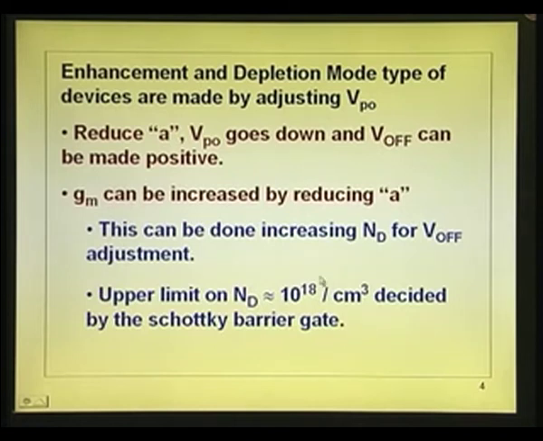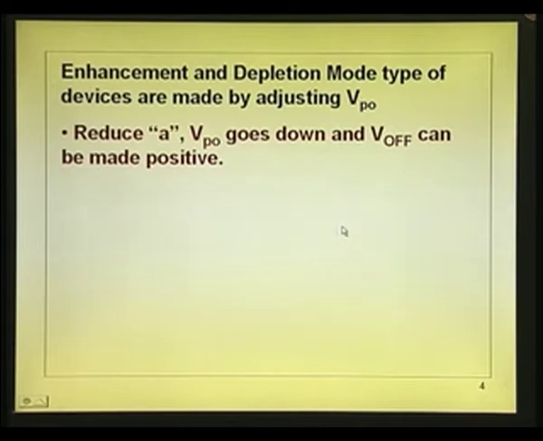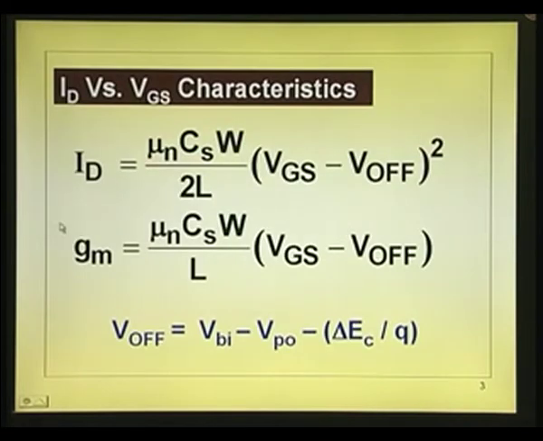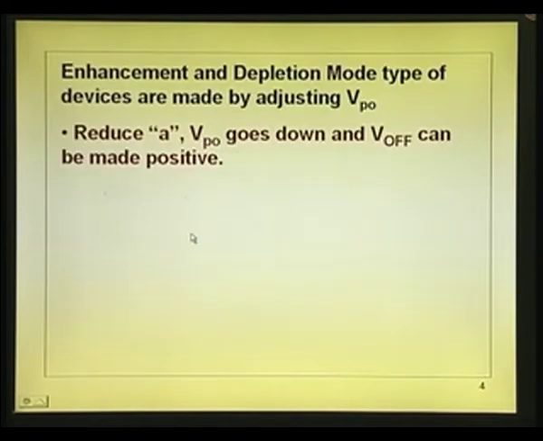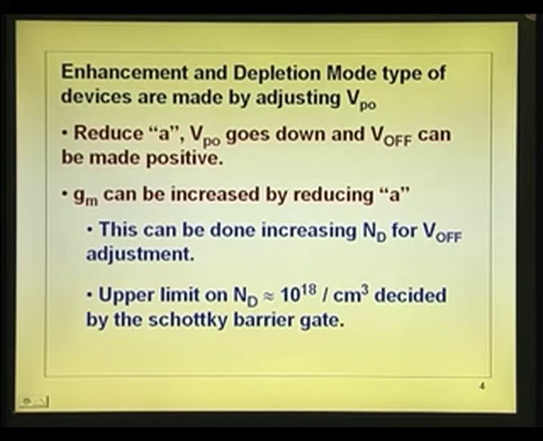Gm can be increased. Go back to the equation again. Gm can be increased by increasing capacitance, better coupling, and capacitance can be increased by reducing the thickness of the insulating layer that is present between the gate and channel. So, Gm can be increased by reducing a.